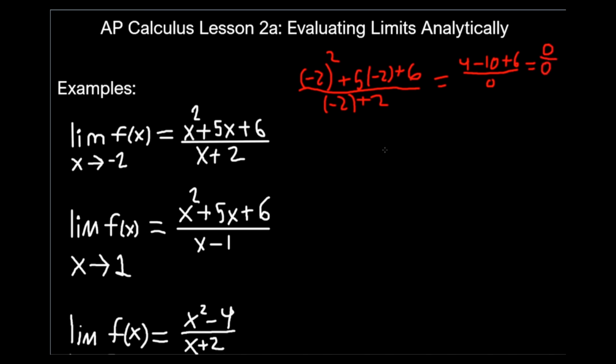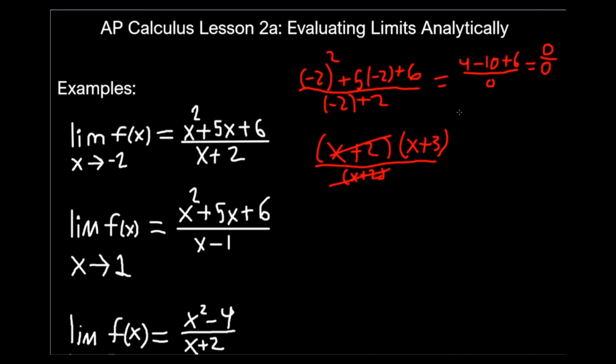So this is what I was talking about on the last page. When we get 0 over 0, we need to reduce even further. So x squared plus 5x plus 6 can be reduced to x plus 2 times x plus 3, and then over x plus 2. Since we reduced it like this, we can cancel these two out, and so now we're just left with x plus 3.